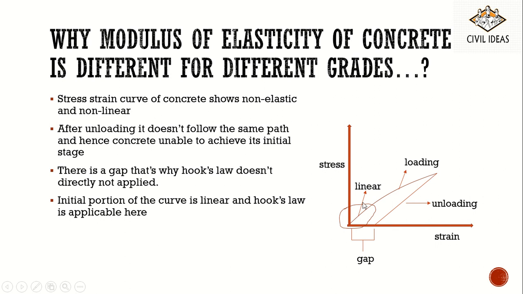See, it goes like this from the origin, but when you unload there is a gap. The strain is increased after it meets at some point away from the origin. After unloading, it doesn't follow the same path and hence concrete is unable to return to its initial state. There is a gap, that's why Hooke's law is not directly applied. The initial portion of the curve is linear. At the initial stage, you can see this is linear, due to which the stress and strain are directly proportional and it obeys Hooke's law.